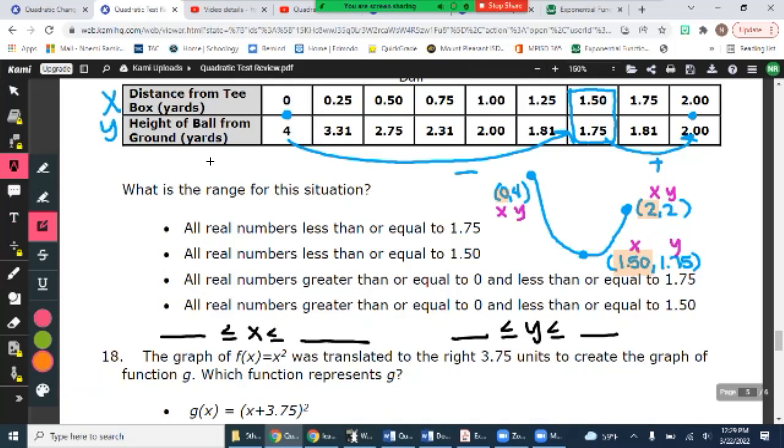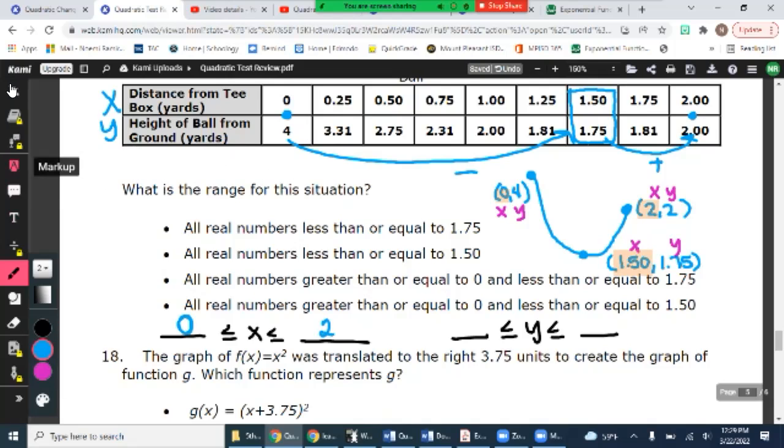What is the lowest or what is your minimum value? 0, 150, or 2? 0. 0 is less than 150. What is your highest X value? 0, 150, or 2? 2. Okay. Now let's look at the range.